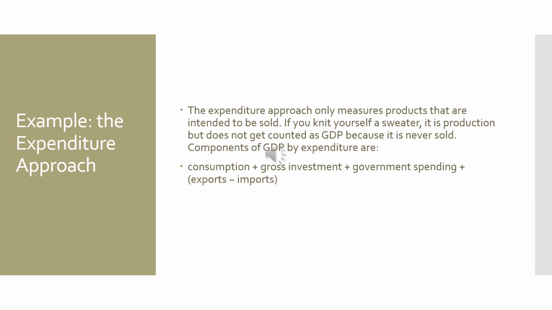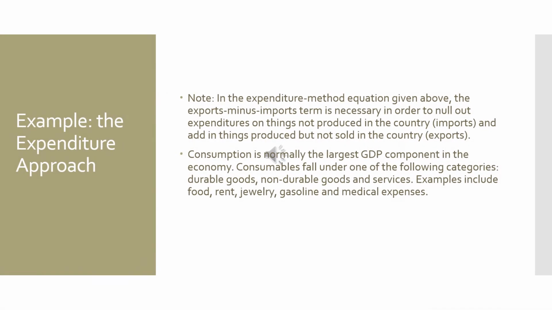Components of GDP by expenditure are consumption plus gross investment plus government spending plus exports minus imports. Note, in the expenditure method equation given above, the exports minus imports term is necessary in order to null out expenditures on things not produced in the country, imports, and add in things produced but not sold in the country, exports. Consumption is normally the largest GDP component in the economy.